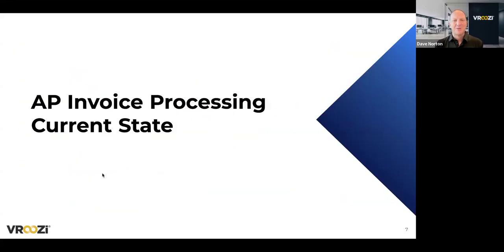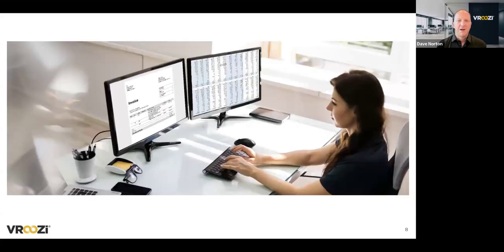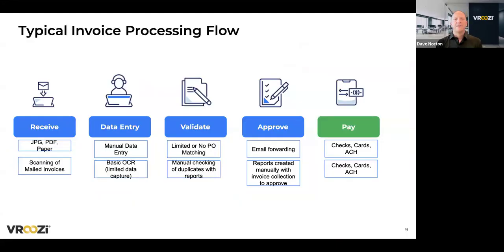So let's dive into today's current state and what AP processing looks like. So Shaz, as you think about the many teams that you work with across the globe, when you think about the manual processes, the Excel spreadsheets, the multiple logins, the different log jams that are occurring, tell us, if you would, when you think about a typical invoice processing flow, what you're seeing today.